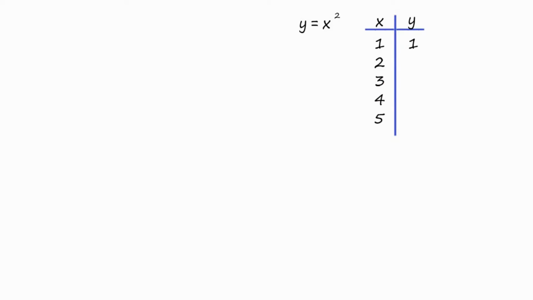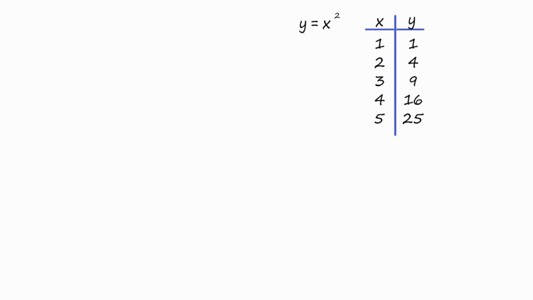When x is 2, x squared is 2 times 2, or 4. When x is 3, x squared is 3 times 3, or 9. When x is 4, y equals 4 times 4, or 16. And when x is 5, y equals 5 times 5, or 25.